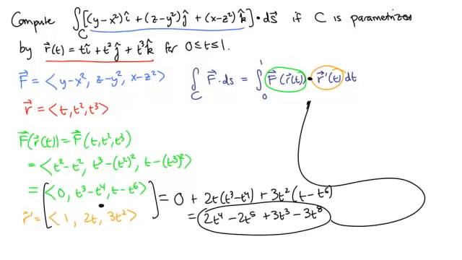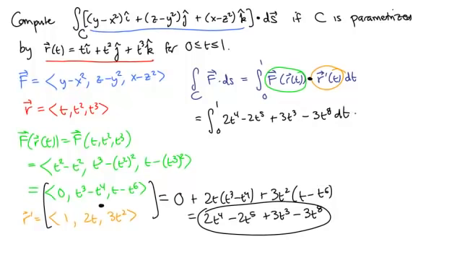So if we plug that in, we need to integrate from 0 to 1, 2t to the 4th minus 2t to the 5th, plus 3t cubed minus 3t to the 8th dt. Well, this is now a standard calc problem, so let's just go and grind it out.